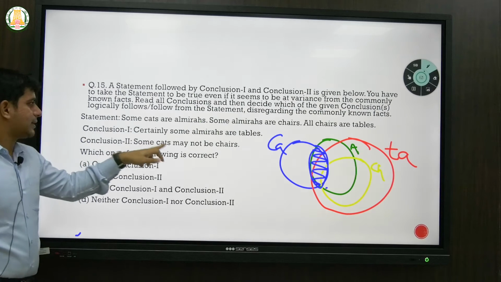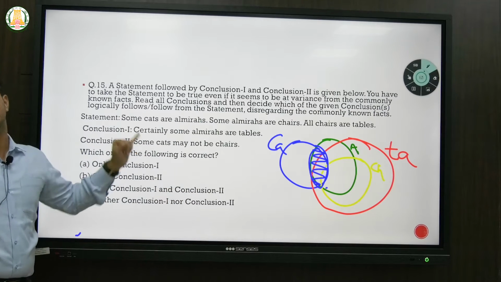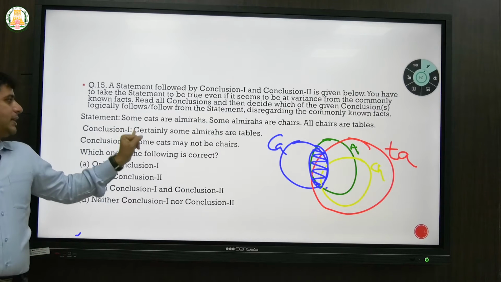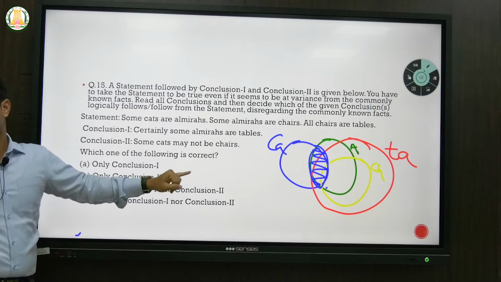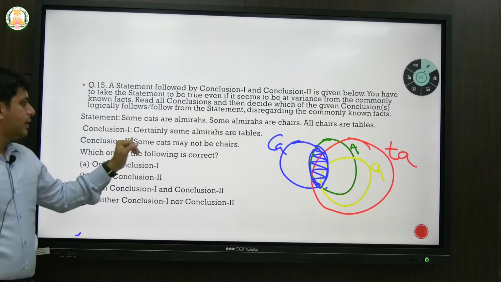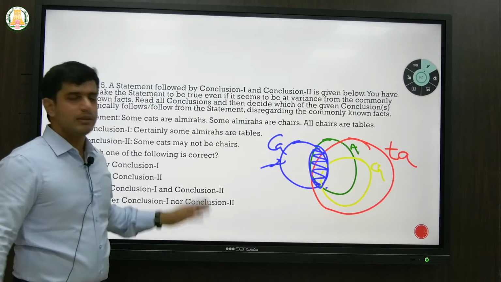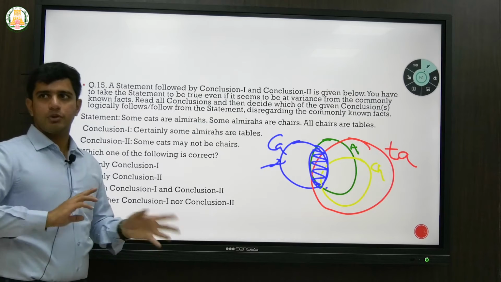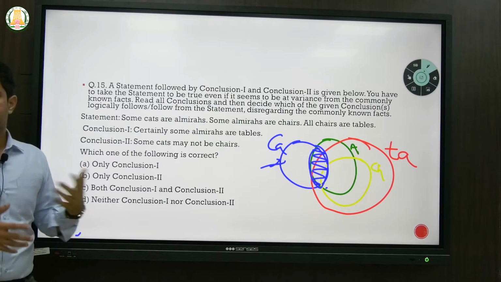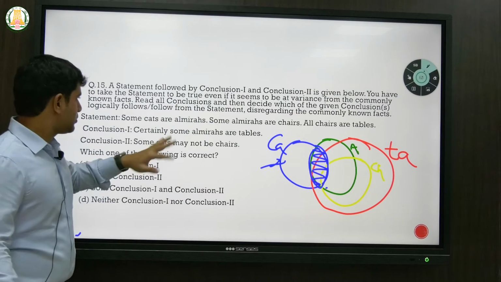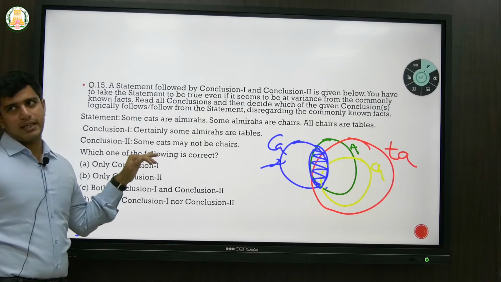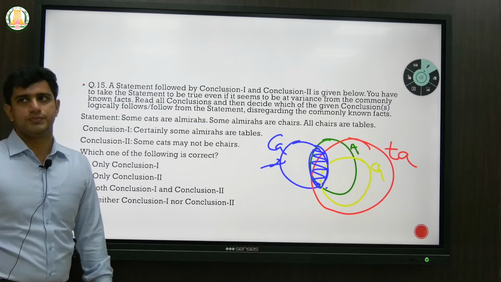That's why he's saying some cats may not be chairs. He's not saying all cats. If he says certainly all cats may not be chairs, that is a wrong statement. Some cats definitely, because I can pick one example which is only a cat, which is not an almirah, then this will be true. So you have to try multiple permutations and combinations for this. Again, since it says some cats, it is always a likelihood that it will be true.